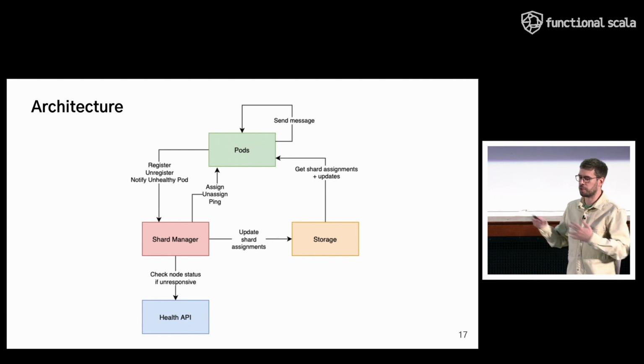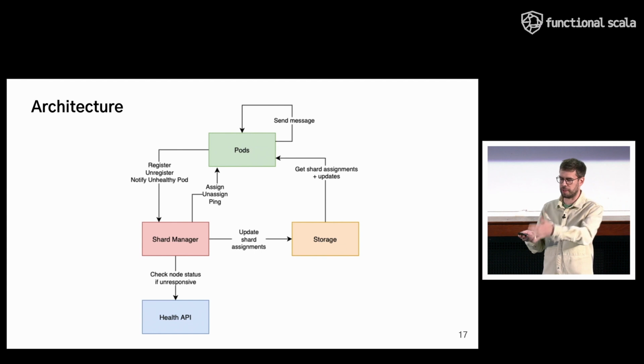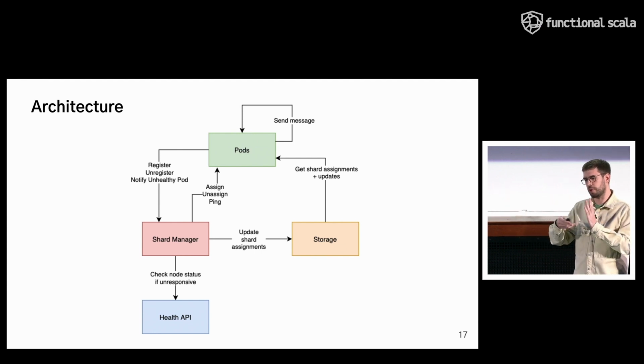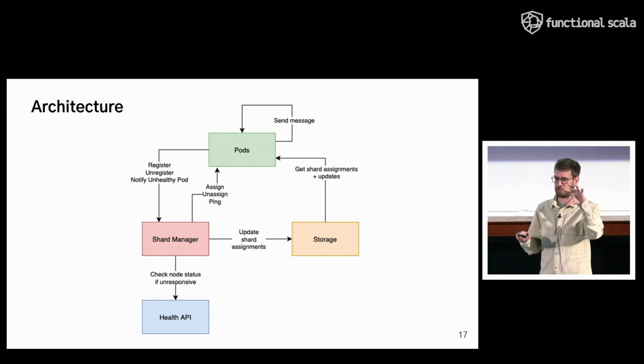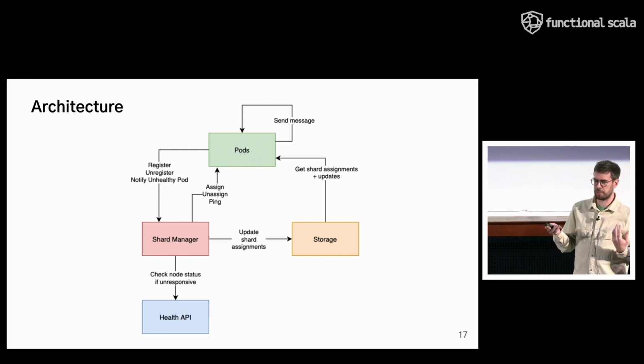And then we have a separate component that's called the shard manager that has a single instance. When pods are starting or stopping, they just register and unregister themselves to the shard manager. The shard manager is in charge of assigning shards to those pods by telling them directly. On top of that, we have a storage layer that is used to store the assignments so that if the shard manager stops and restarts, they're not lost. And the pods are also using that storage layer to get assignments and get updates when assignments are changed.